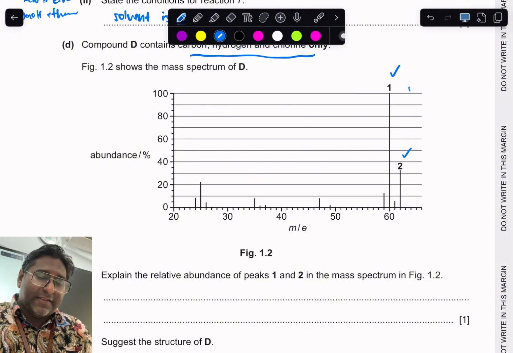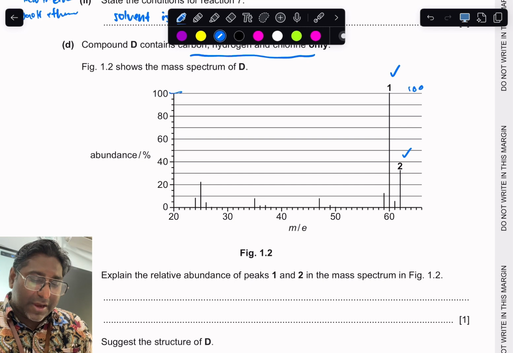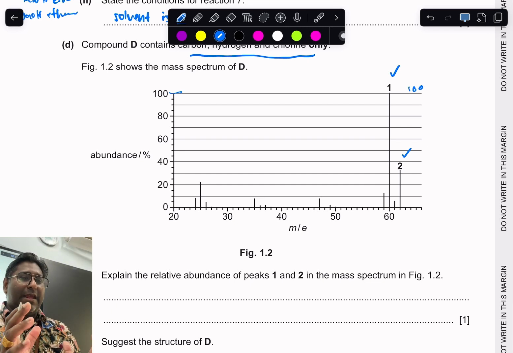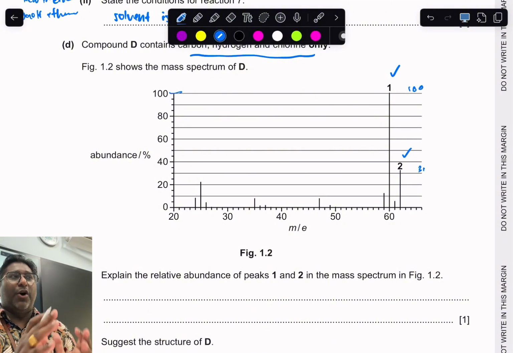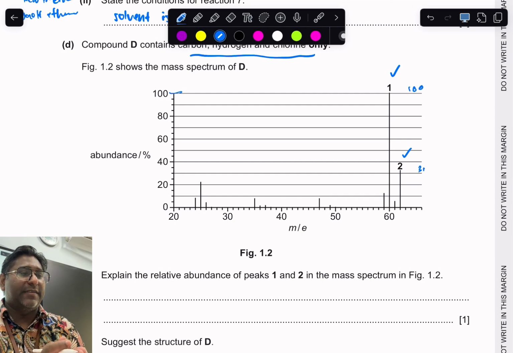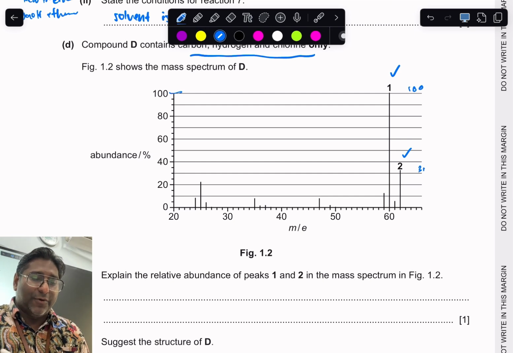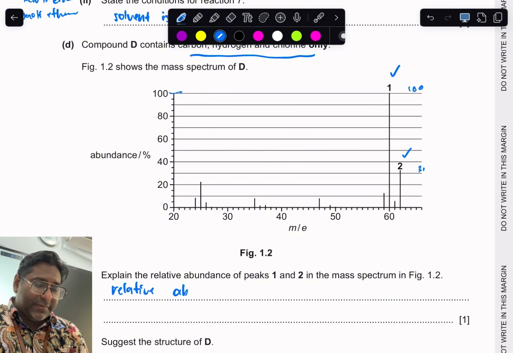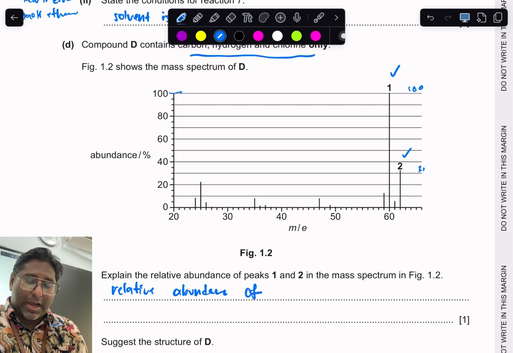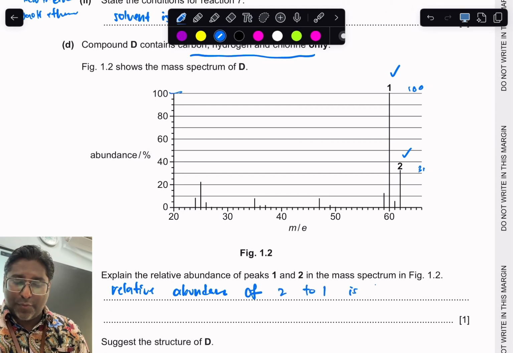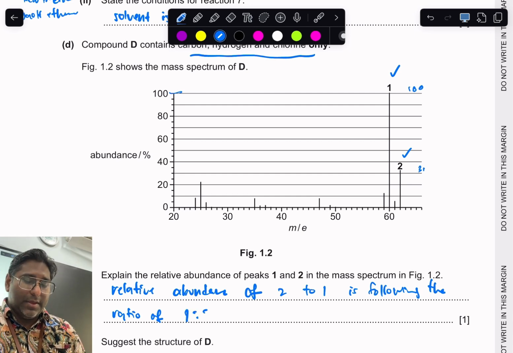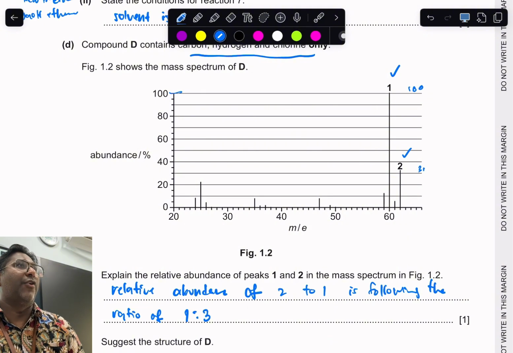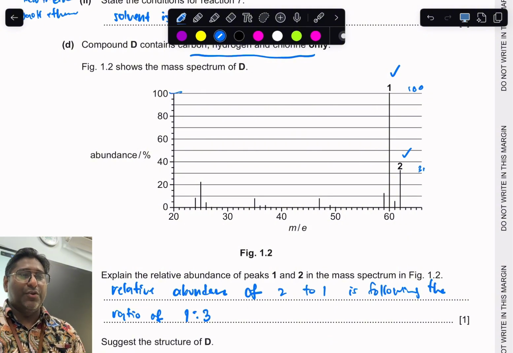Just abundance. This is 100, you can see from here. And if you count from here, it's about 31 around there, so maybe about 30. So what can I tell about the relative abundance? The relative abundance follows the ratio. If you say 2 to 1, then it's going to be 1 to 3. If you say 1 to 2, then the ratio is going to be 3 to 1, depending on how you relate.